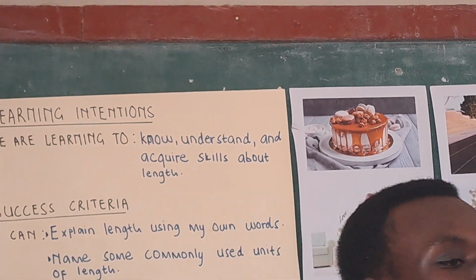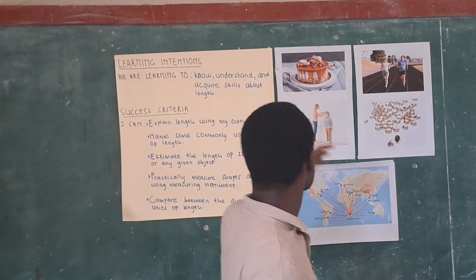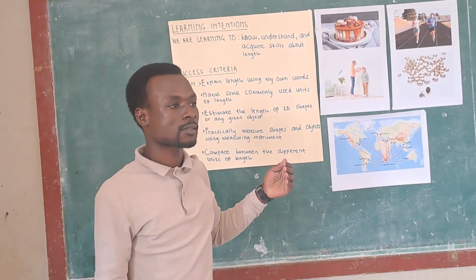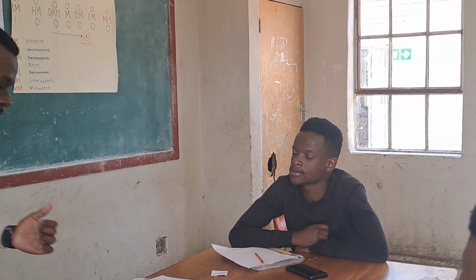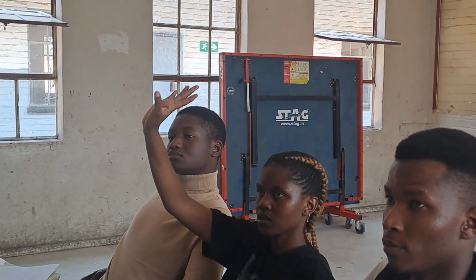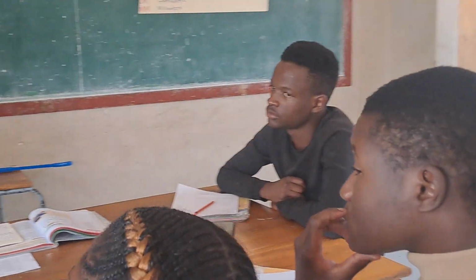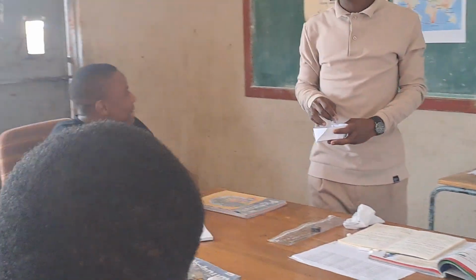When we talk about acquire, what kind of skill can you acquire in this topic of length? Yes, okay. To know how to measure. We can measure different things. To measure, let's say to measure what? Yes, you are right. You are learning how to measure, but to measure what? A house. Exactly, to measure a house.